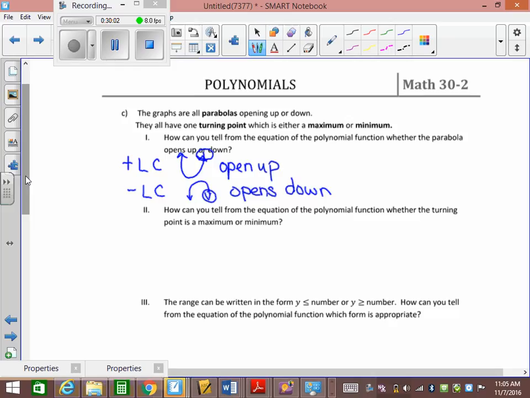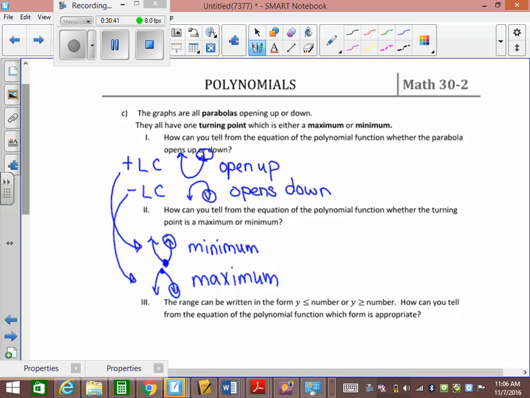How can you tell from the equation of the polynomial function whether it's a max or a min? So the leading coefficient caused me to have this, right? Because it was up on the right. Is this the minimum value or the maximum value of this graph? Minimum. It's the lowest you can go, right? So if you have a positive leading coefficient, you also have a minimum. And if you have a negative leading coefficient, it's down on the right, and you have a hill, so you have a maximum.